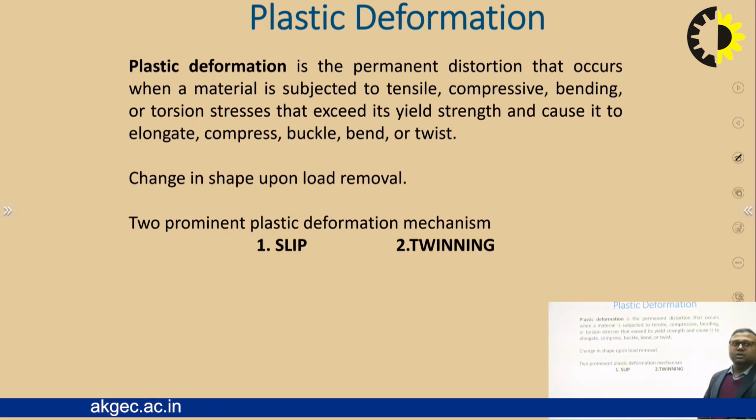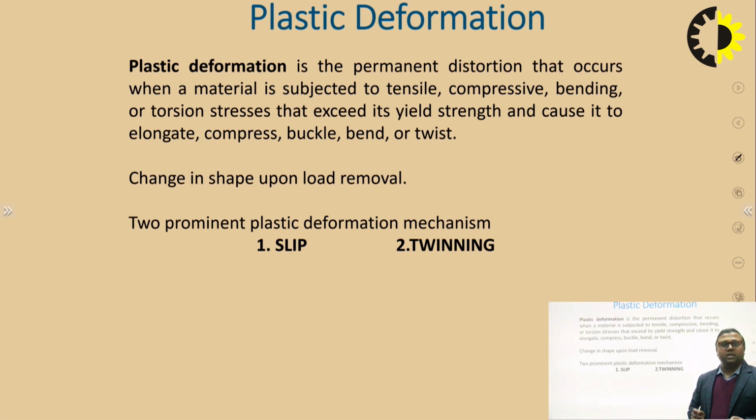Then the second term is the plastic deformation. Plastic deformation is the permanent distortion that occurs when a material is subjected to tensile, compressive, bending, or torsion stresses. That is, when the material exceeds its yield strength, it causes the material to elongate, compress, buckle, bend, or twist. So different types of distortion are seen when the material exceeds the elastic limit and comes into the plastic deformation zone.